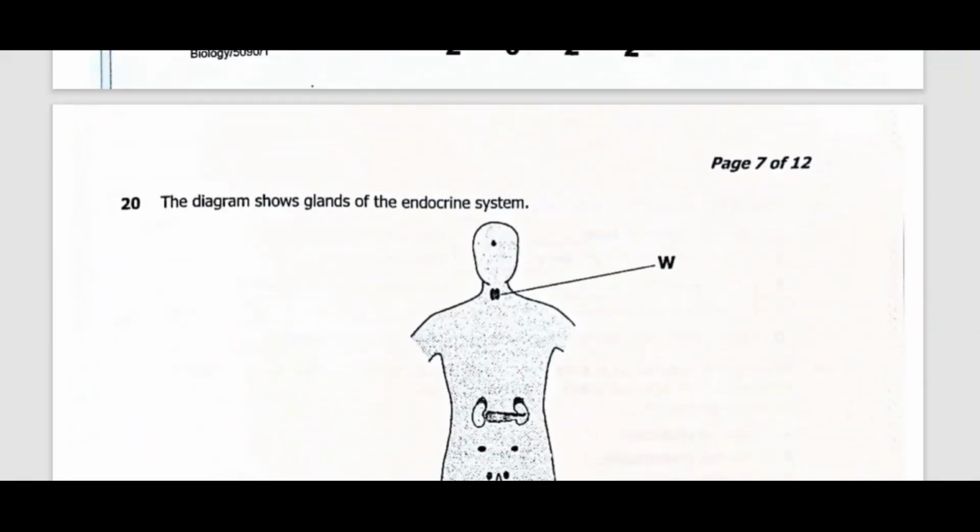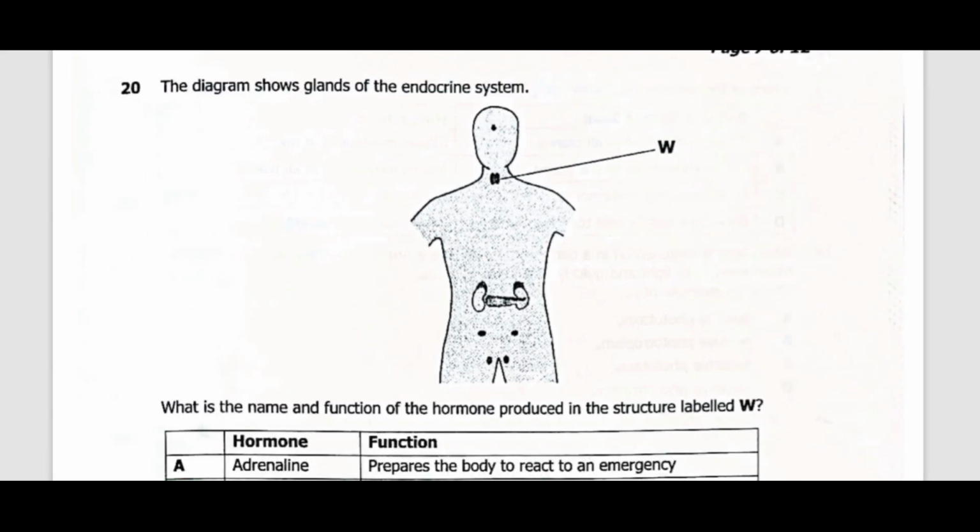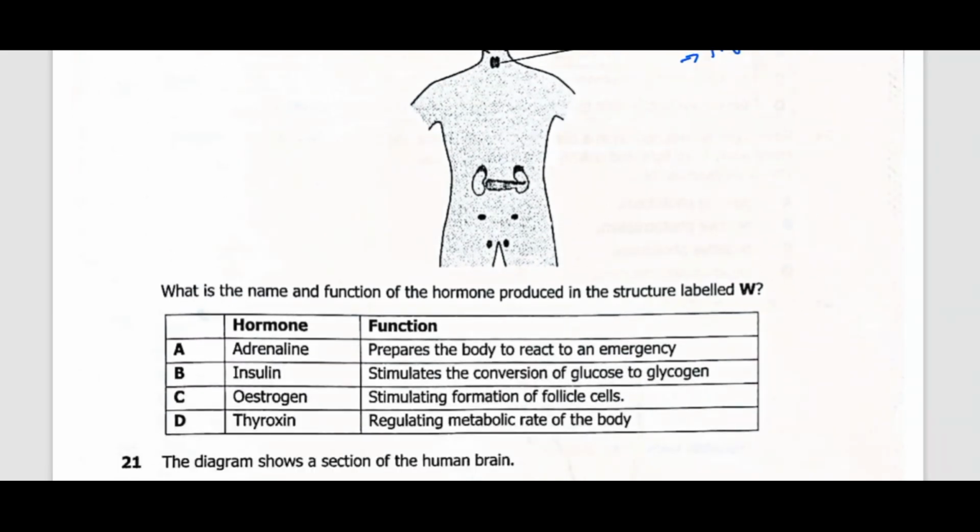Okay, so now let's move on to question 20. The diagram shows glands of the endocrine system. So here, this W is a thyroid gland. What is the function of the thyroid? It secretes thyroxine hormone. Now let's look at the question. What is the name and function of the hormone produced in the structure of the body, W? So the answer here, we can see that it's D.